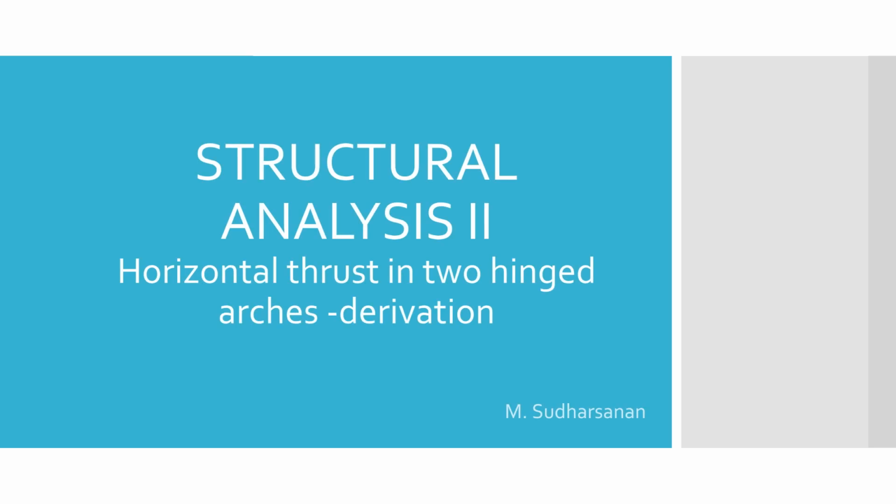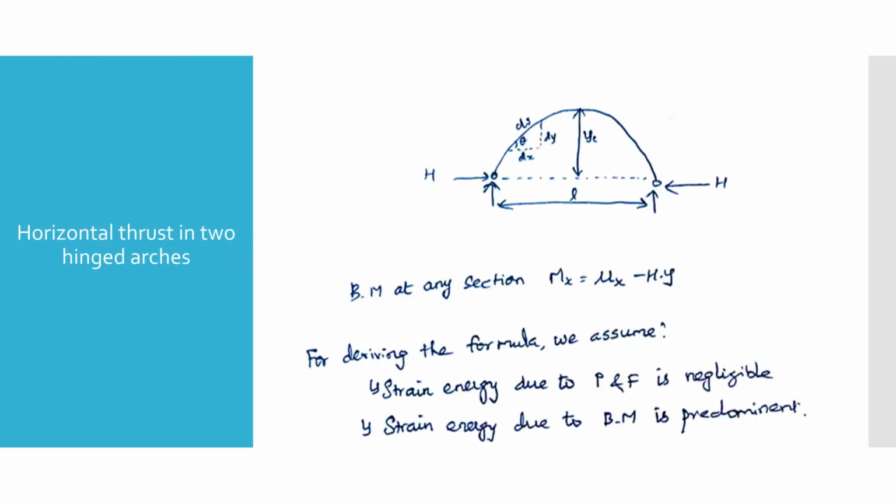Today we will cover the derivation of the formula for horizontal thrust in two hinged arches. Consider a two-hinged arch of span L subjected to external loads. The net bending moment Mx at any section is given by the beam moment μx minus the horizontal thrust moment H times y. For this derivation, we make two key assumptions.